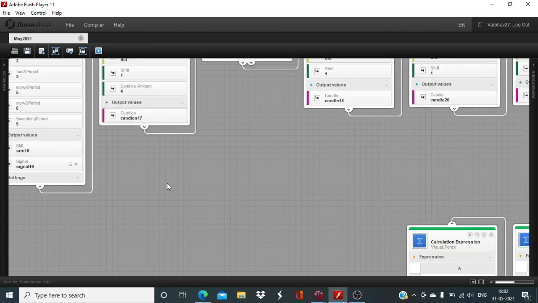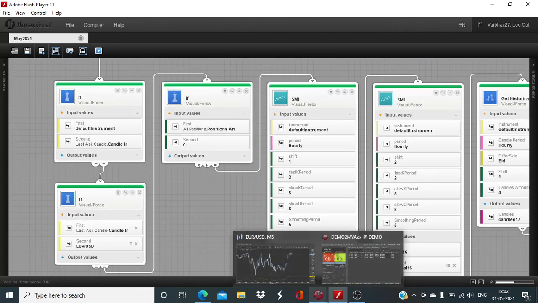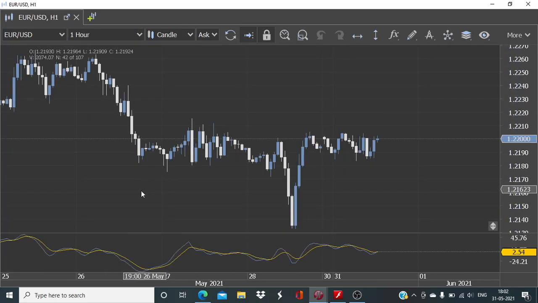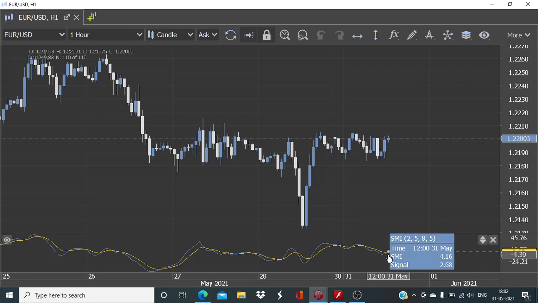Now I will give you a brief refresher on the logic behind the algorithm. There is the EUR/USD chart, which I will change to hourly time frame. Okay, we want to go for the buy trade as and when we see the crossover happening in the SMI. We want the SMI value to cross above the signal value, and it should be in the positive territory and preferably above 20.